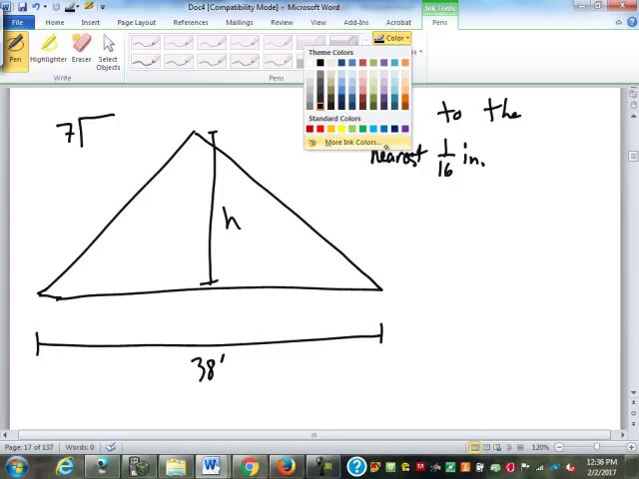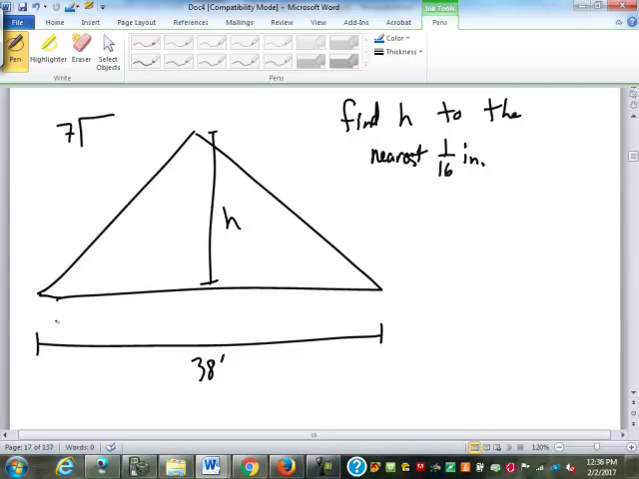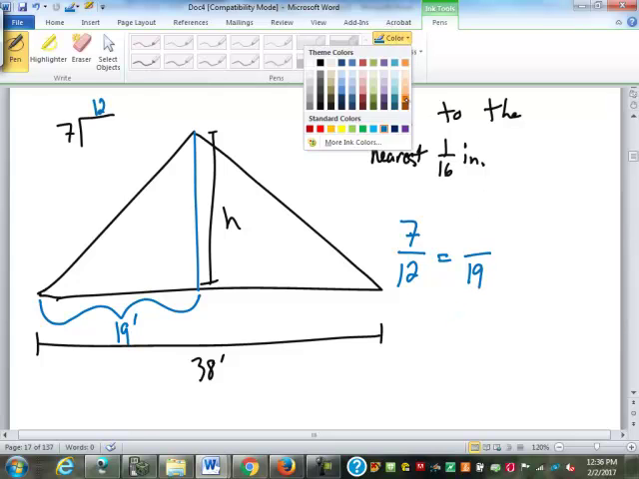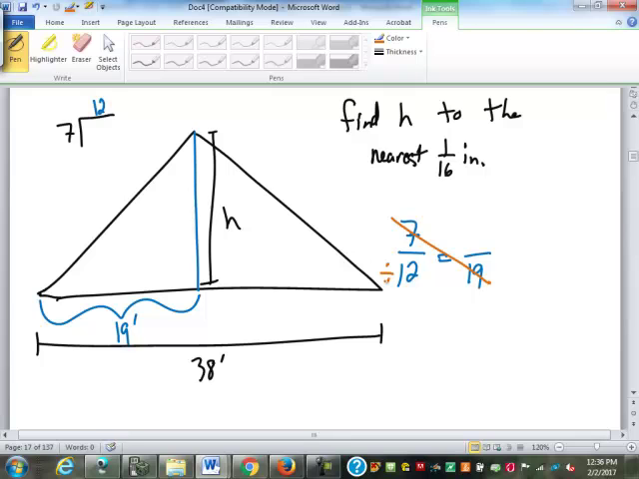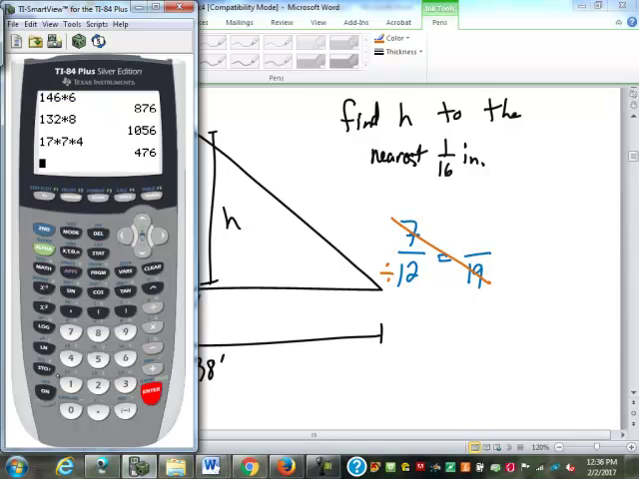Okay, we're looking for H here. So what's our process to start finding H? Okay, we split the 38 in 2 to get 19 feet is the run. Remember, the 7 here means that this is a 7-12 slope. So it's a 7 rise for 12 run. The 19 is now our run. We cross multiply and divide: 7 times 19 divided by 12.